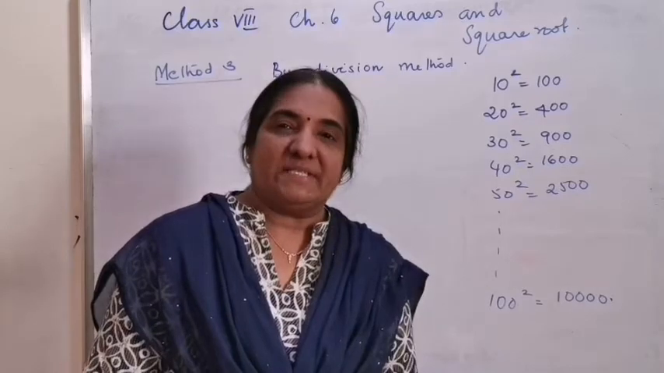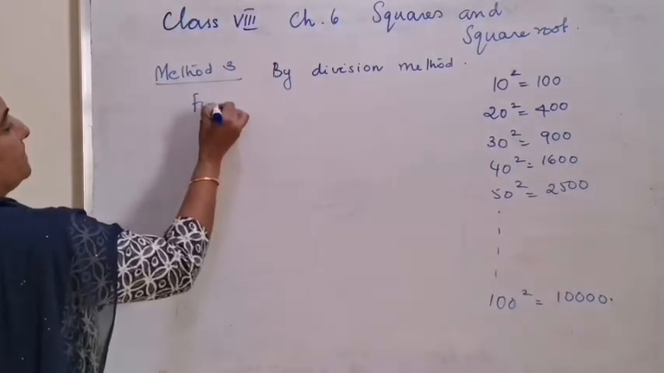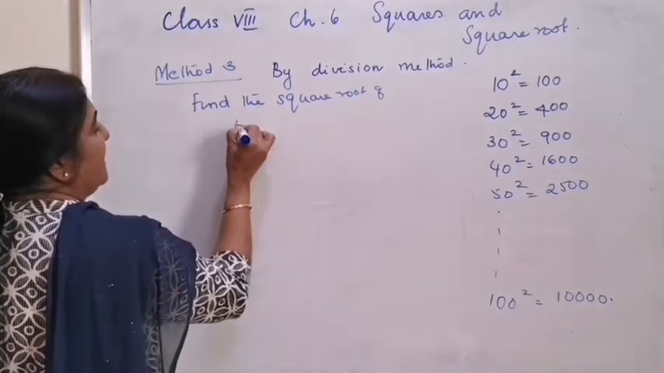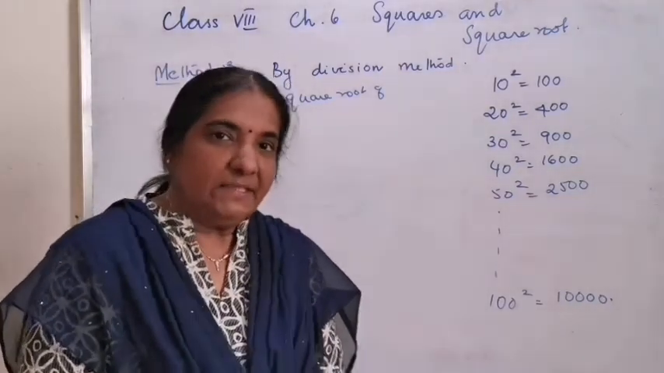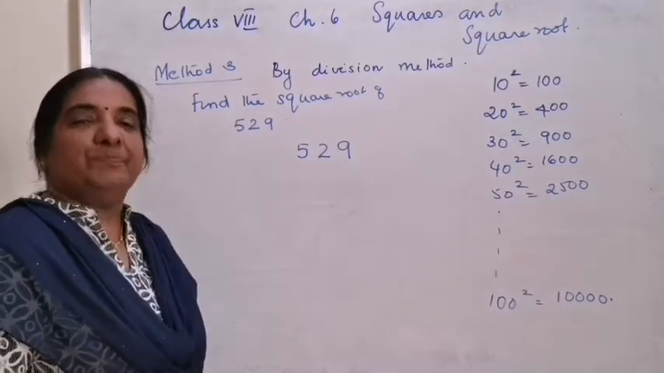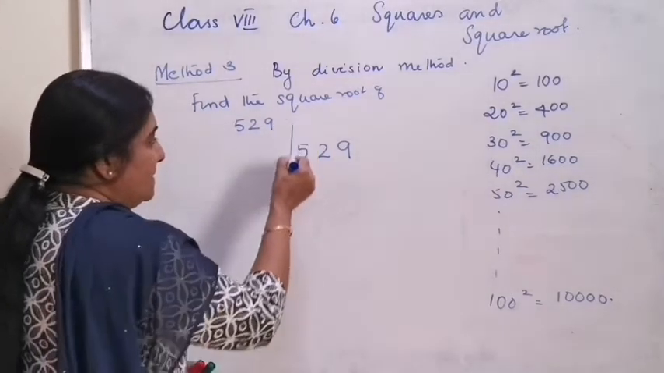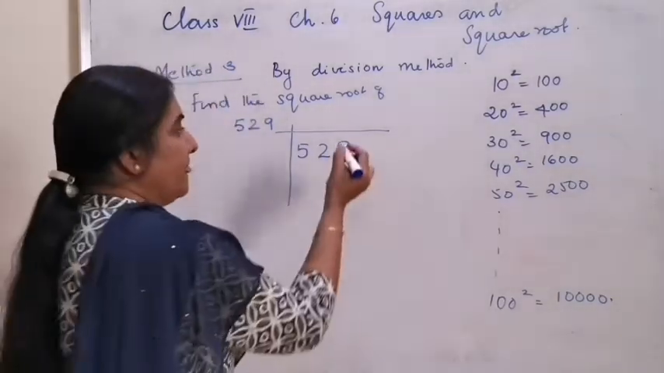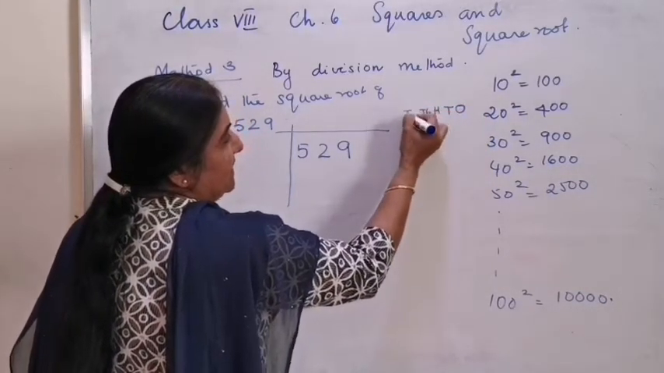The first question is: find the square root of 529. In this method, the first step is to arrange 529 like you are arranging for a division problem, as a dividend, and the grouping starts from the units place. That means ones, tens, hundreds, thousand, 10,000.